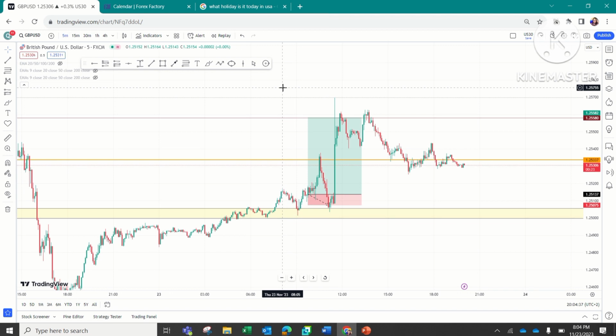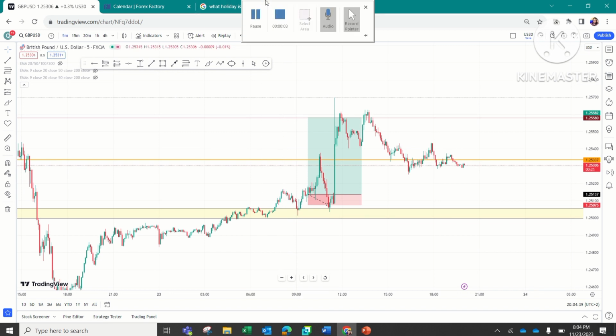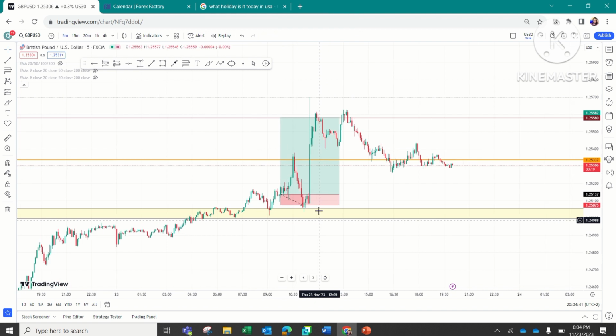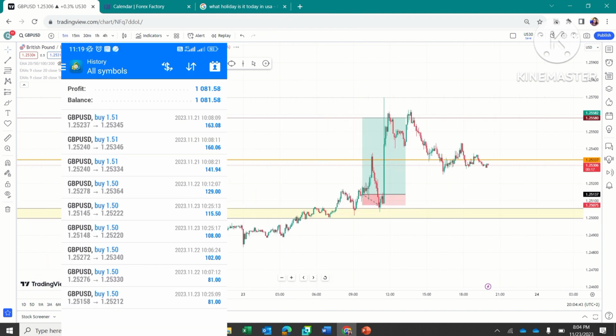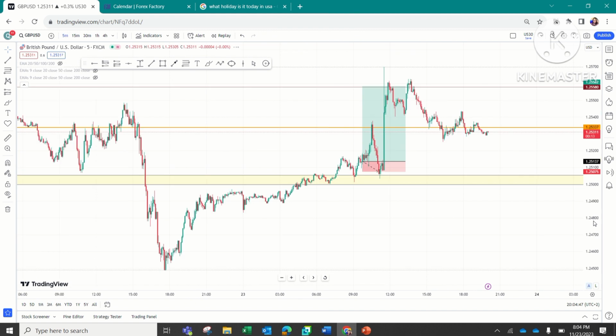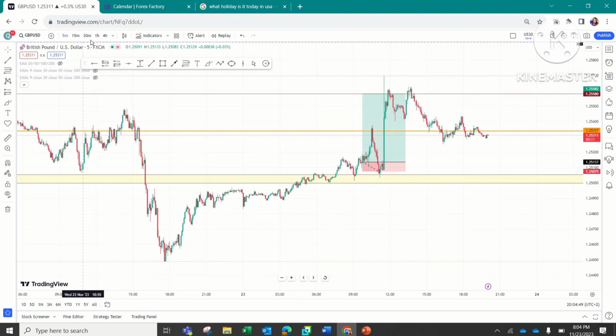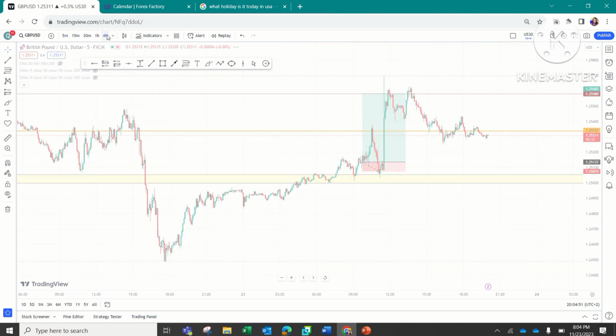Alright, so we're going to take you through how I made $1,080 in 3 days, but this was one of the trades I took on Thursday. This is a strategy I use every single day trading GBP/USD.